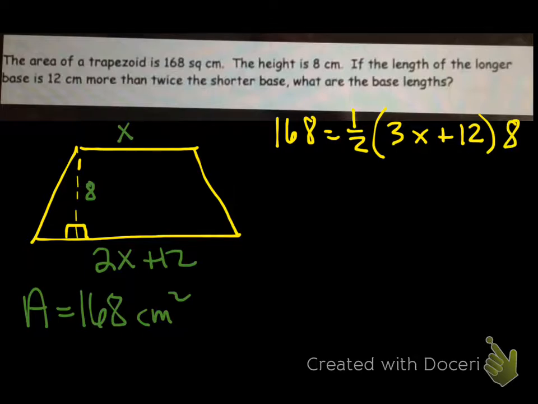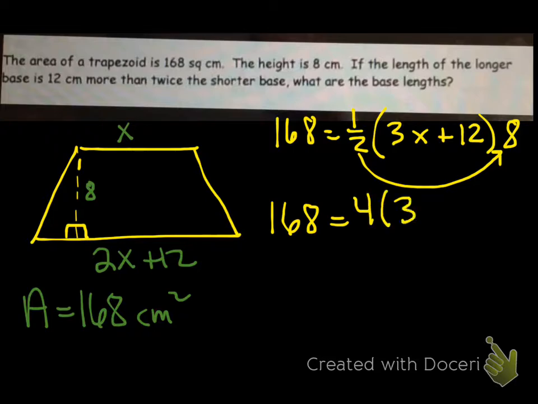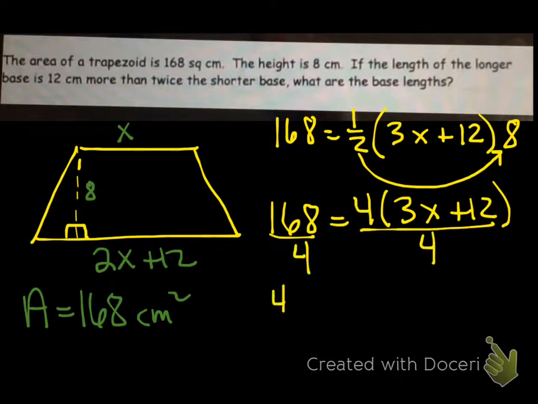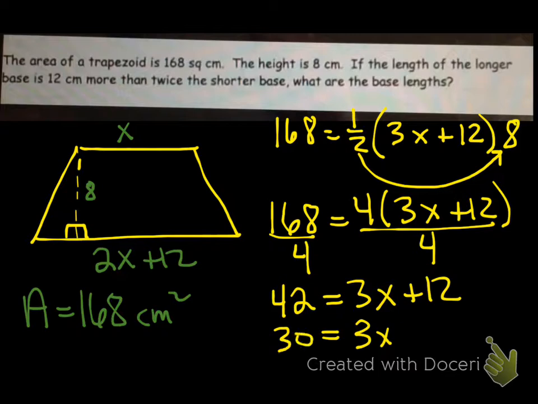Okay, so what we can do is we can go ahead and multiply 1/2 times 8. So that gives us 168 is equal to 4 times 3x plus 12. Then we can divide each side by 4. So that gives us 42 is equal to 3x plus 12. That gives us 3x equals 30. So x is equal to 10. So if x is equal to 10, that means that this base is 10, this base is 32.